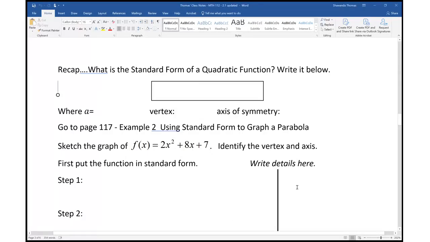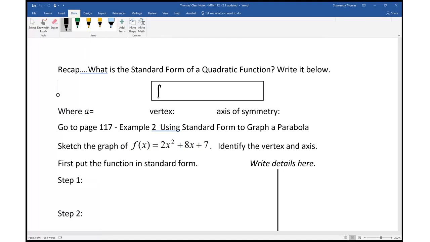All right, let's do a recap. What is the standard form of a quadratic function? It is f of x equals a times (x minus h) squared plus k, where a is the leading coefficient. The vertex is (h, k), that's a point, and the axis of symmetry is represented by x equals h.